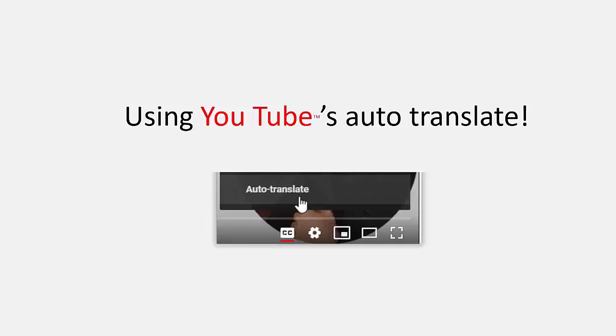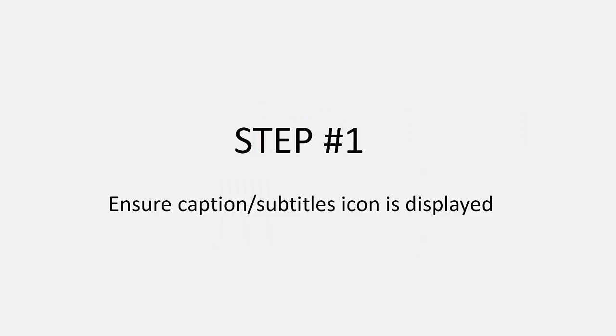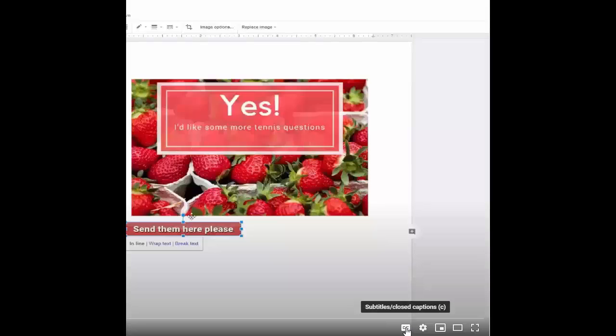So how exactly do you use this auto translate? Well, step one, first of all, you've got to make sure that the video actually has capabilities for you to actually use auto translate. This is what I mean. It may look like this. As long as it's got this or this, without this showing, you will be unable to translate the video into the language of your choice.